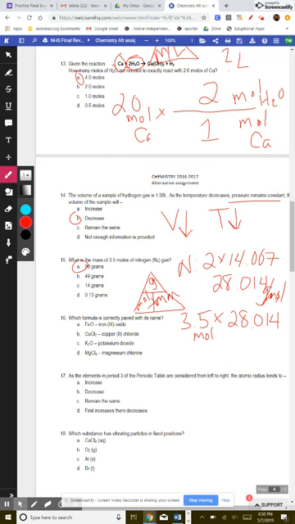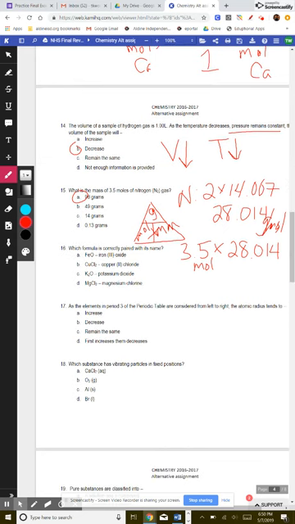Number 16, I really like this question. It says, which formula is correctly paired with its name? And there's a ton of different ways to figure this out. So let's go one by one to see which one is correct. The best way to do this is to really look at the oxidation numbers to make sure that you're doing it correctly, and then to remember your rules. So it says A, FeO is iron 3 oxide.